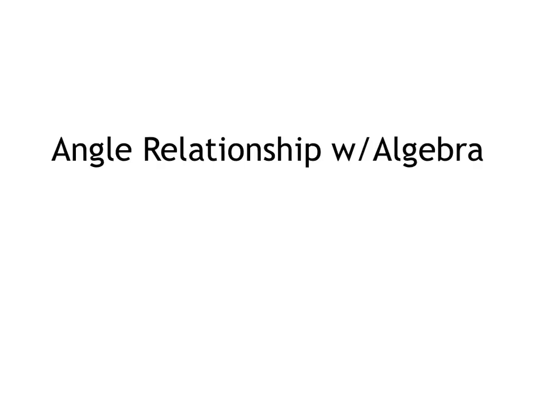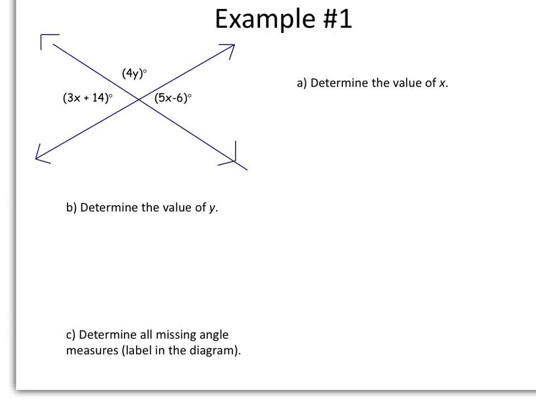After talking about all the different types of angle relationships in the last video, let's now look at a couple problems that will be very similar to the ones that you'll see on tests and quizzes. In our first example, you can see we're given this diagram off to the left, and we're asked three questions. Let's concentrate on A first.